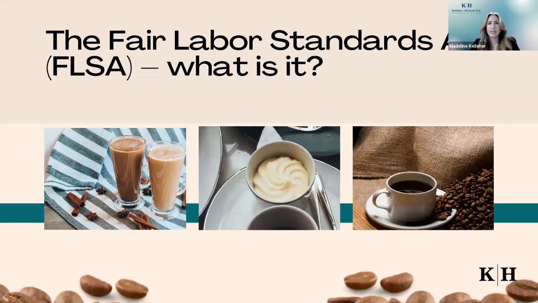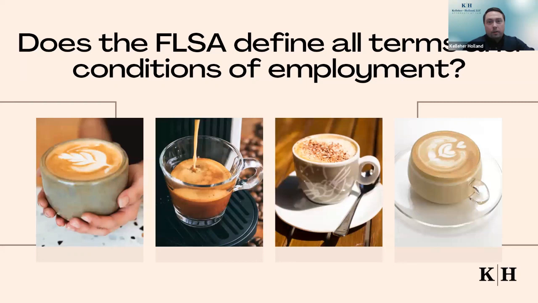So in order for the FLSA to apply, there must be an employment relationship between the employer and employee. Almost every employee in the United States is covered by the FLSA, as it affects both the private and public sectors. That's a good little synopsis of what the FLSA is. Okay. Well, Madeline, does the FLSA define all terms and conditions of employment?